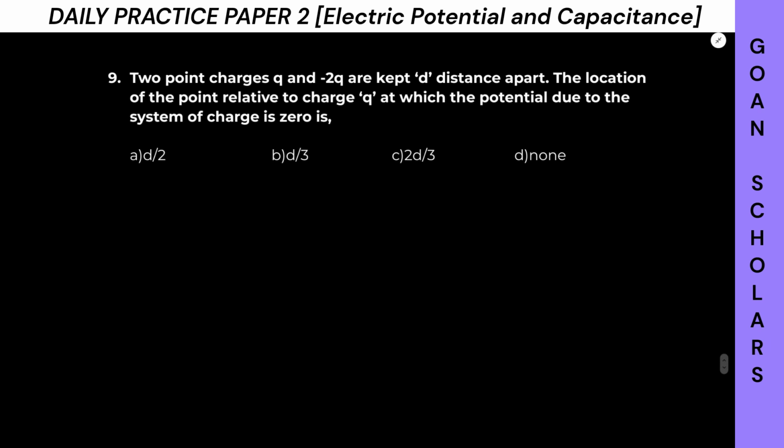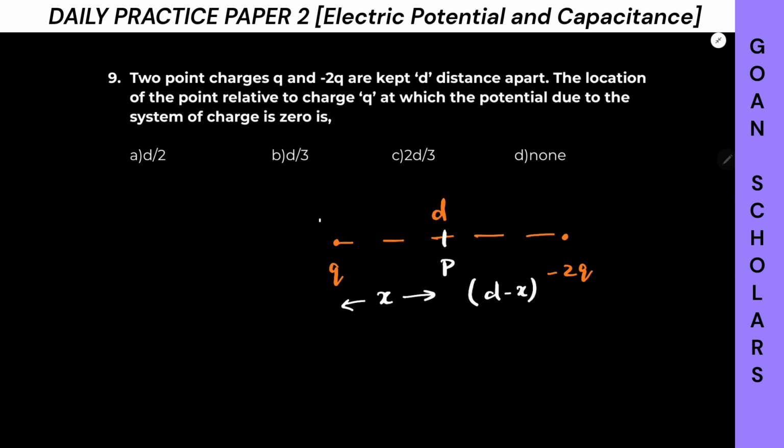9. 2 point charges Q and minus 2Q are kept at a distance D apart. So let's roughly draw it. This is Q, this is minus 2Q. Separation between them is D. The location of the point relative to charge Q at which the potential due to the system of charges is 0. So let's say this is point P and this is X centimeter. If this is X, what will be this? D minus X, correct? This is charge at A, this is charge at B.